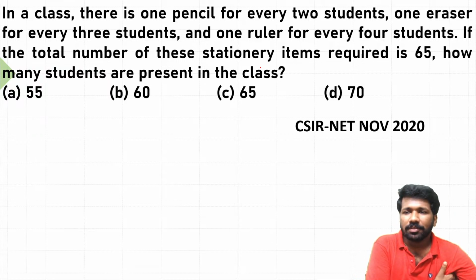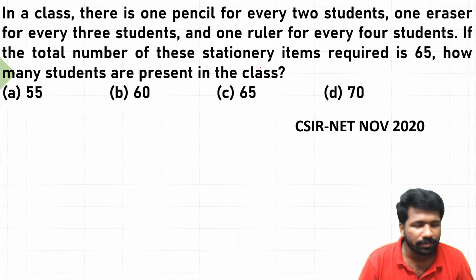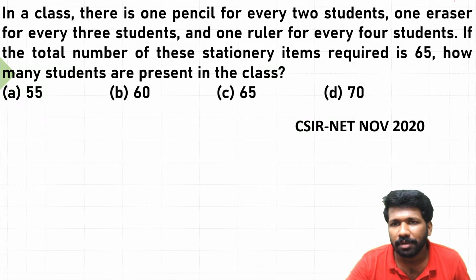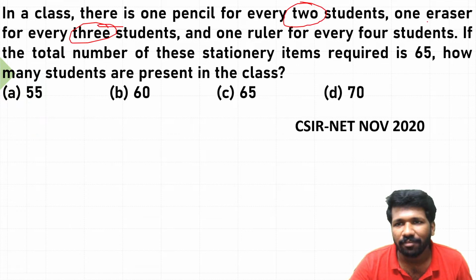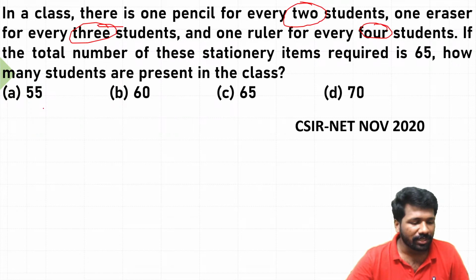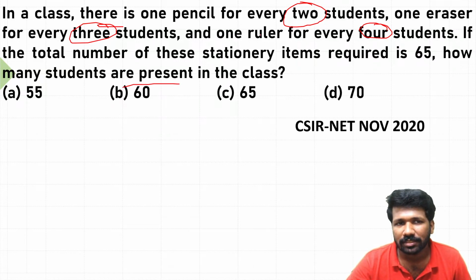So same as the previous question. In the previous question, the total number should be a multiple of 3. Here the total number should be a multiple of 2, 3 and 4. Why? Because the question is: how many students are present in the class? Total number of students in the class.